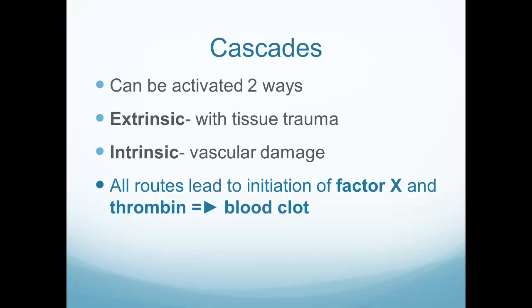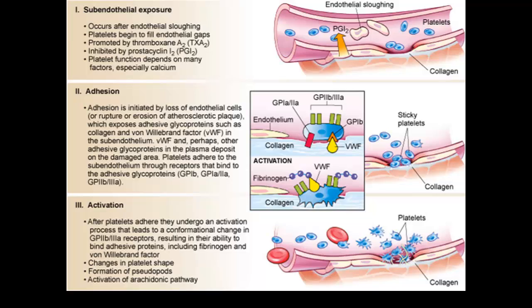So the cascades can be activated in two different ways, and we already mentioned these as far as the extrinsic or the intrinsic goes. All of those routes lead to the factor 10 and thrombin formation and then the eventual blood clot. So let's take a look at this in a little bit more detail here as far as the process that's occurring when the patient has a clot forming.